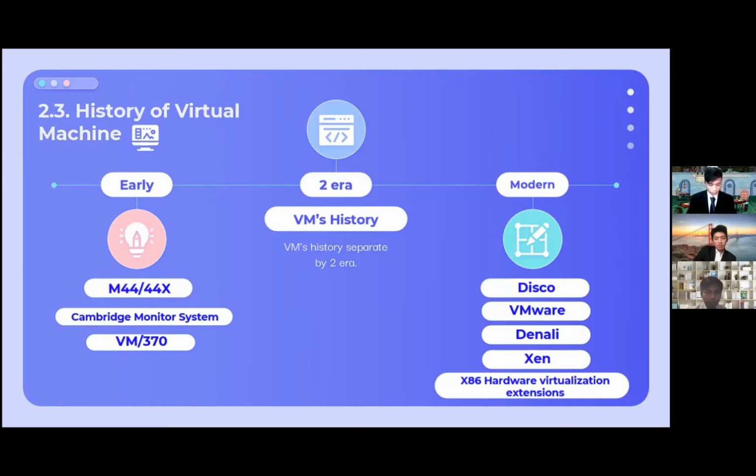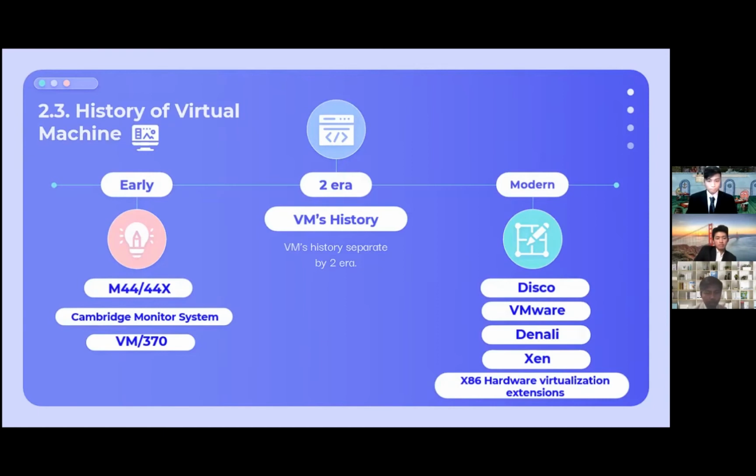Next is VMware. A year later, the team behind Disco founded VMware to continue their work and released a workstation product in 1999, quickly followed by two server products in 2001. Next is Denali. The Denali project at the University of Washington in 2002 introduced the term para-virtualization. Next is Xen. The Xen project at the University of Cambridge in 2003 also used para-virtualization technique and modified guest operating systems.